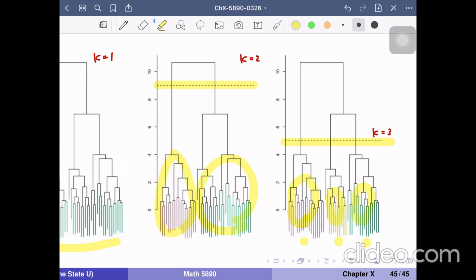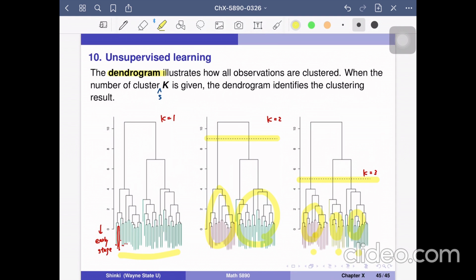So how many clusters do we need? It really depends on the problem. For example, the human, the chimpanzee, and the gorilla. Maybe you want to distinguish humans from the others, but sometimes maybe it's more useful to distinguish those 3 groups. Okay, so this is the end of chapter X.